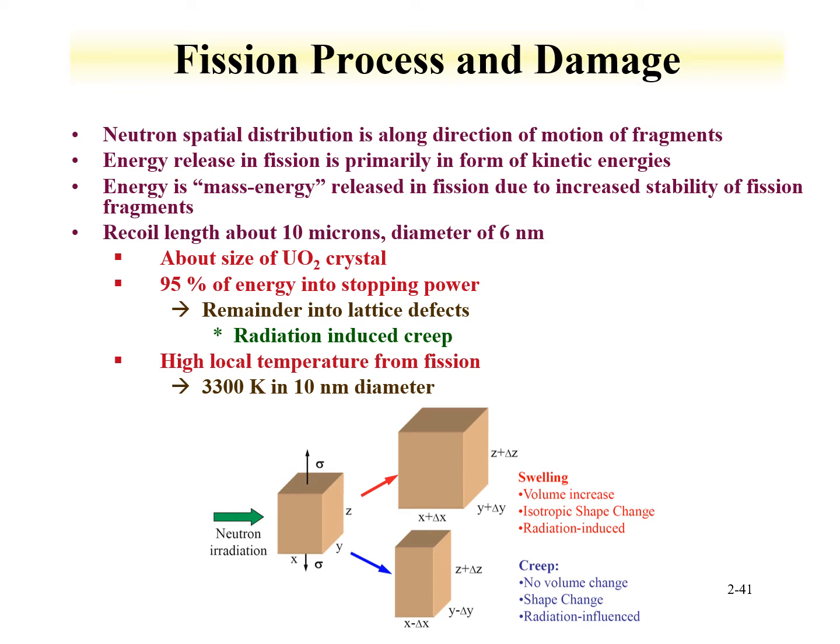Two types of damage can occur from the radiation. One is swelling, which is shown here. There's a cube. Swelling is where the axes of each side of the cube increase. And then there's something called creep, where there's no volume change, but shape change. Both these types of damage can occur in reactors. So there's actually a good deal of new research focused on trying to find materials that are impervious to swelling and creep as a function of neutron damage.